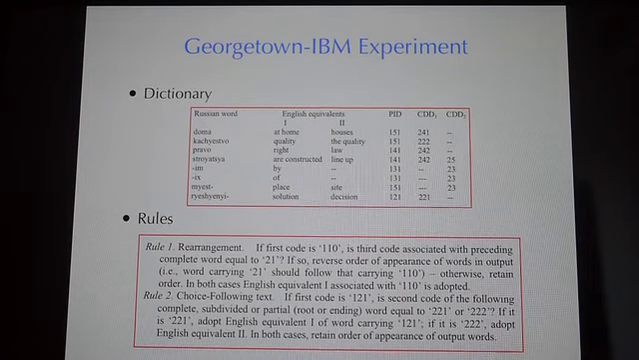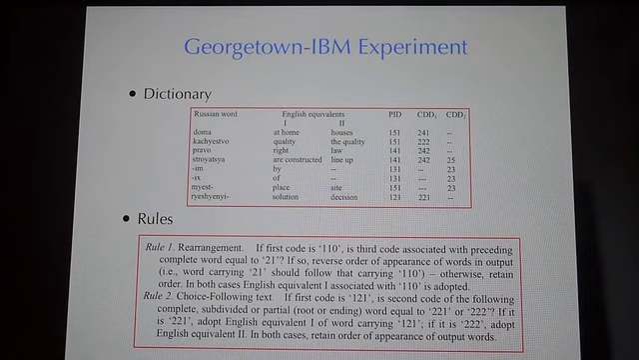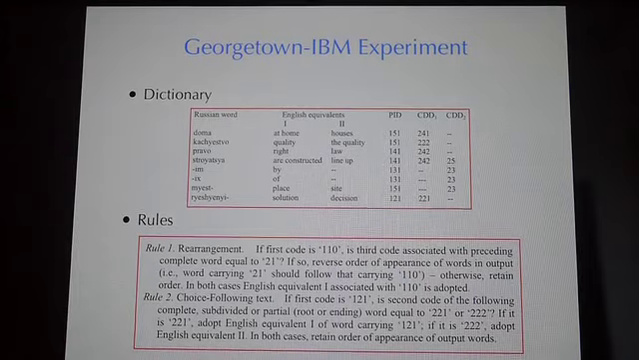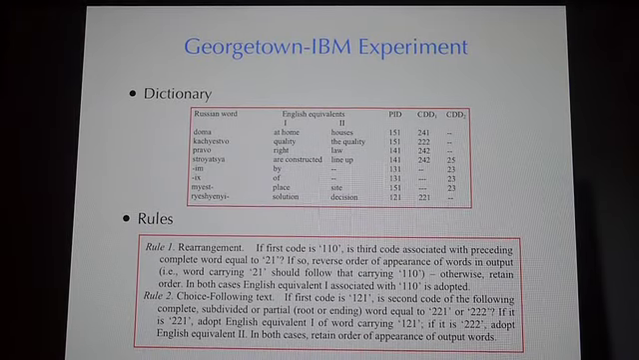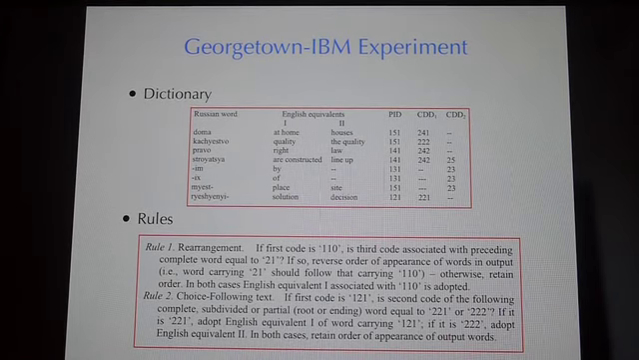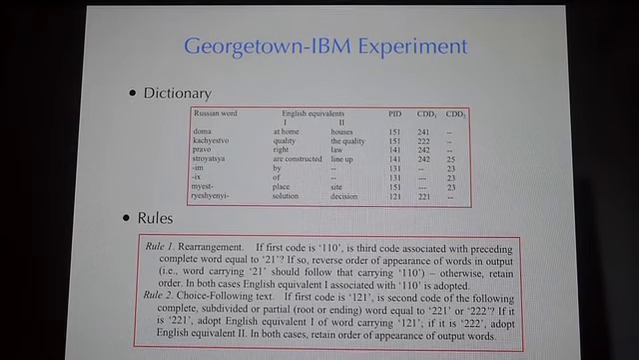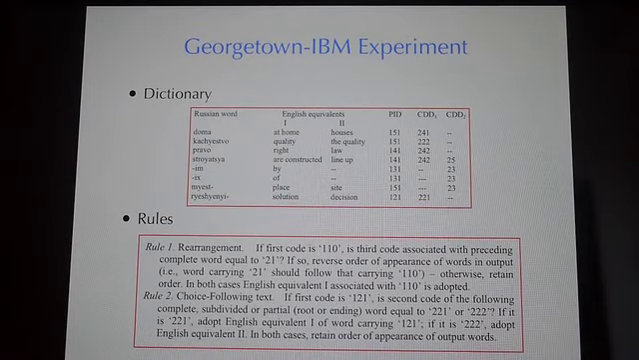They look like this. If first code is 110, is third code associated with preceding complete word equal to 21? If so, reverse order of appearance of words in output. So this is a bit difficult for a layman to understand exactly what this rule is representing, but they had to very carefully engineer these rules in order for the machine to generate the correct translation for those 50 sentences.